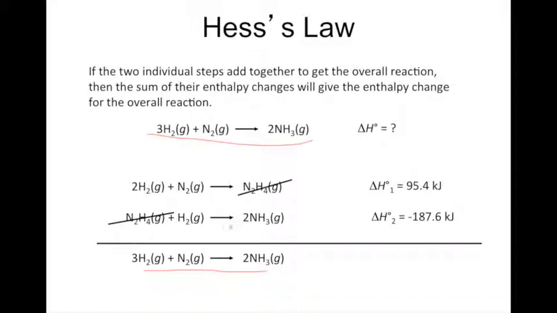Now Hess's law tells us that if we do that, then we can add these two enthalpy values together to get the enthalpy value for the overall reaction. So we add these two together and we get negative 92.2 kilojoules. So the enthalpy change for the Haber process, the overall reaction, is negative 92.2 kilojoules. So we can do that mathematically without having to actually perform a complicated calorimetry experiment.